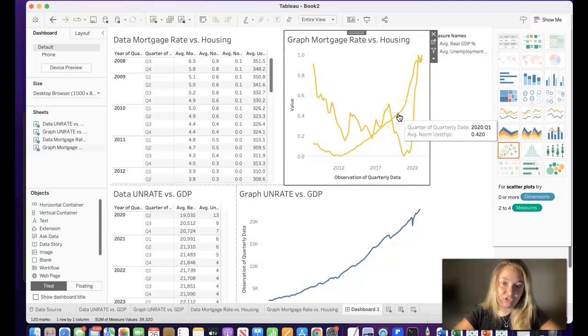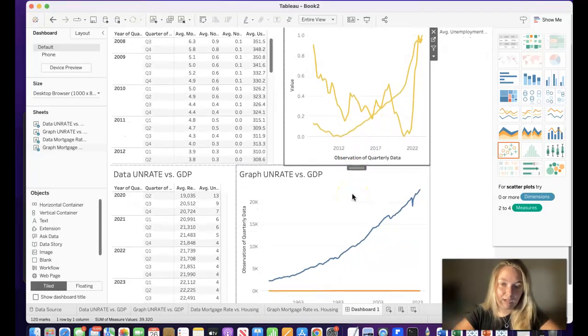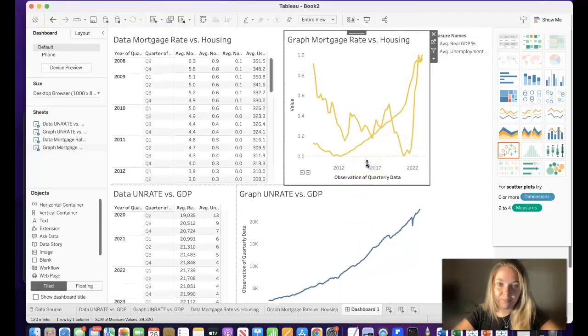If we see real GDP growth, I think that we would see that the mortgage rate would potentially fall with more general gross domestic product per capita.